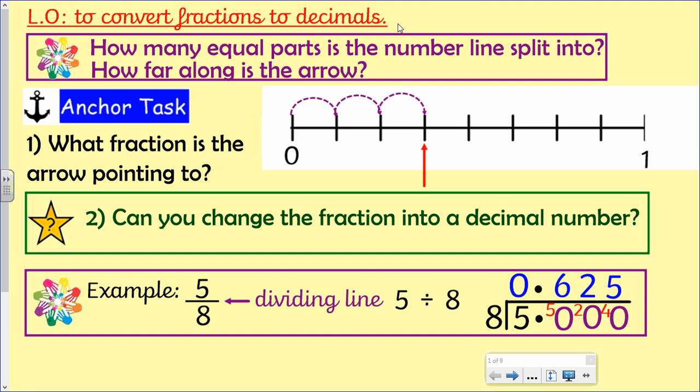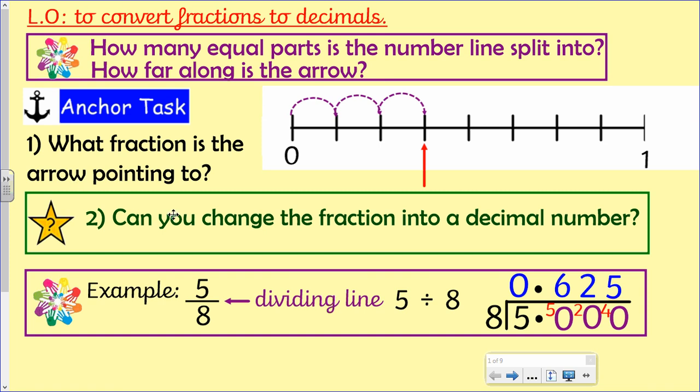Okay, so your anchor task today says what fraction is the arrow pointing to? So the red arrow here, what fraction is that? Supporting hands up here, how many equal parts is the number line split into? So literally count all the way along how many equal parts you have got and how far along is the arrow. That will give you your denominator and your numerator. So that's the first bit. What fraction is the arrow pointing to?